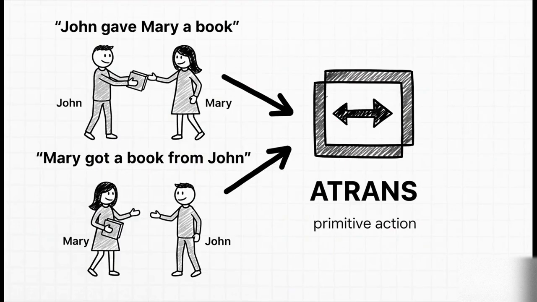Take this, for example. John gave Mary a book. Mary got a book from John. Totally different words, different sentence structure, right? But the core idea is the same, a transfer of ownership. Schenck called that primitive action a trans. And for the first time, a machine could look past the surface words and see that these two different sentences actually meant the same thing.